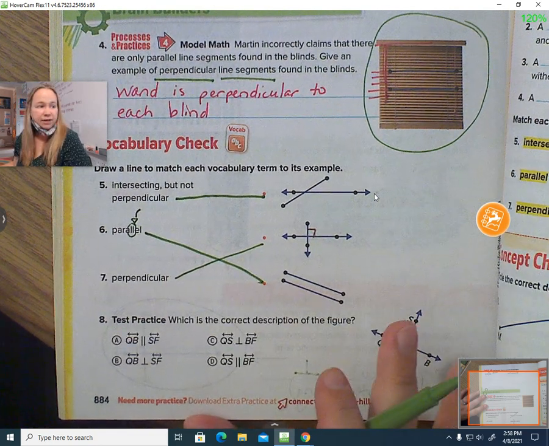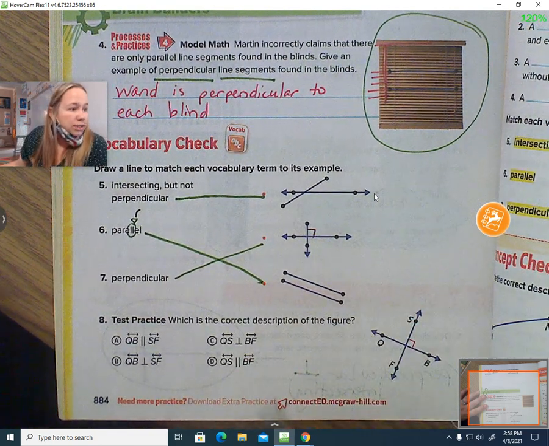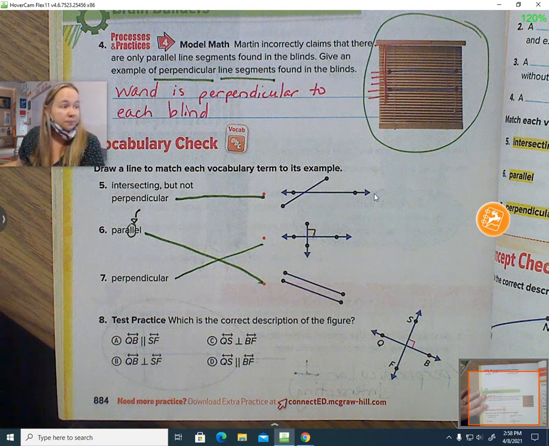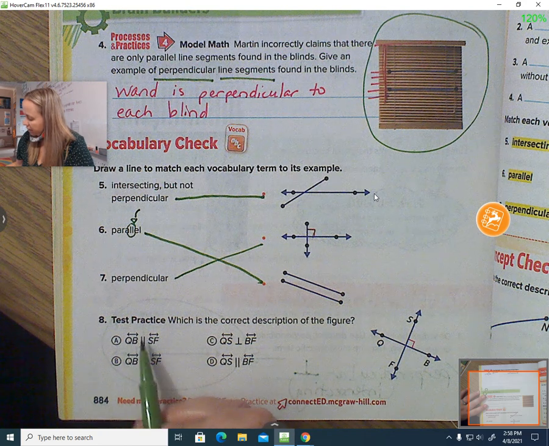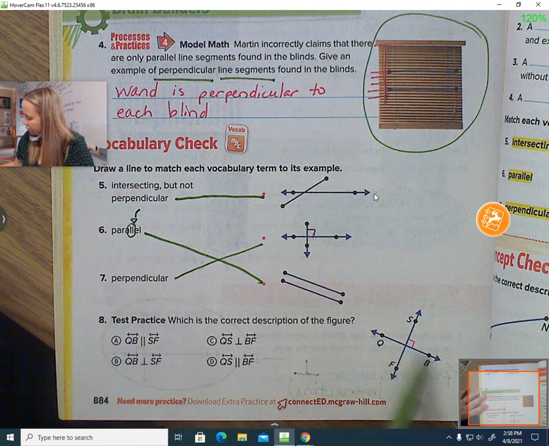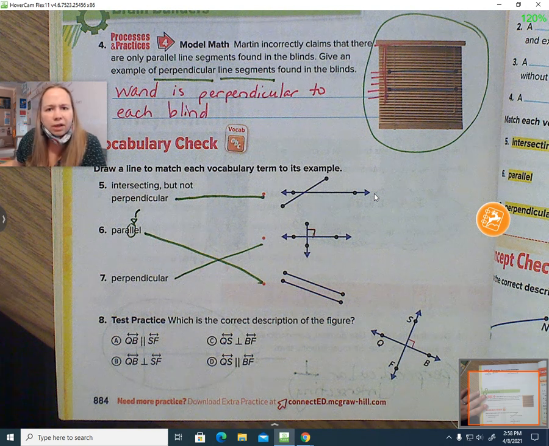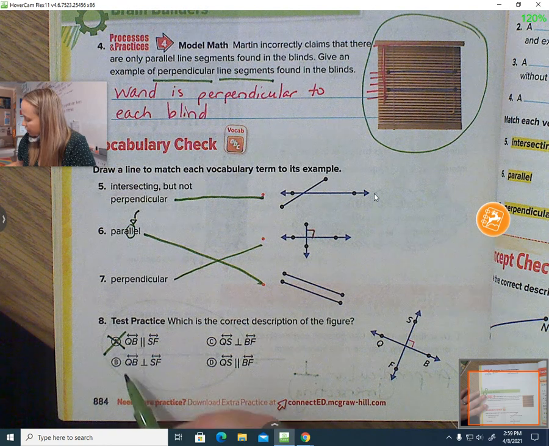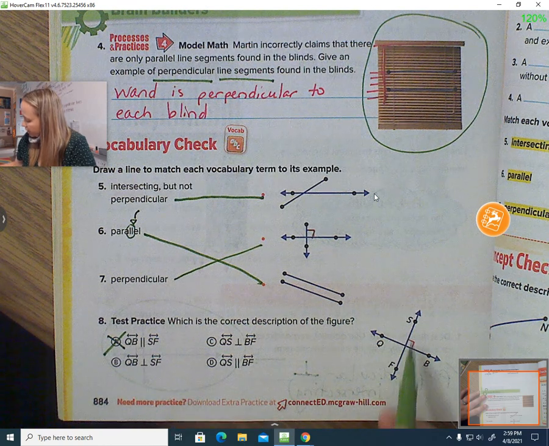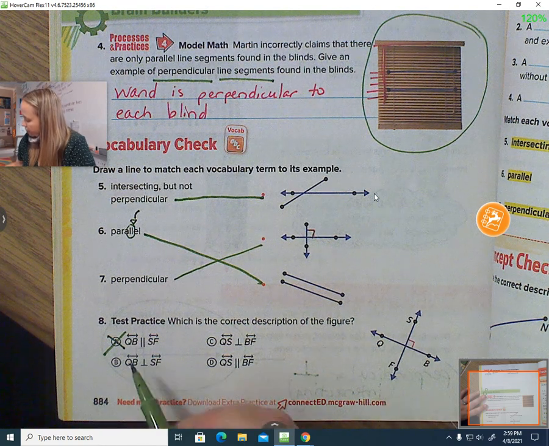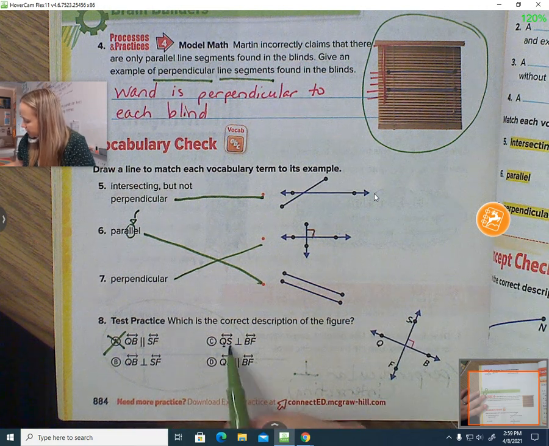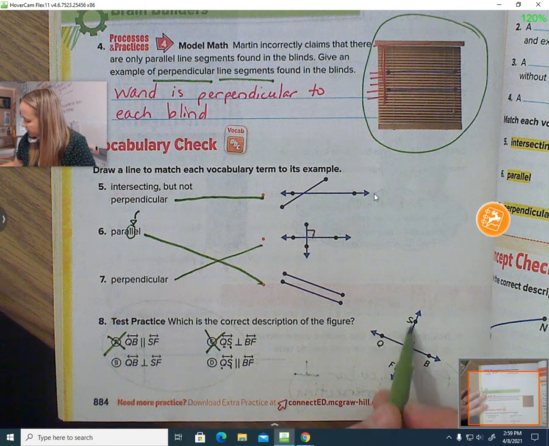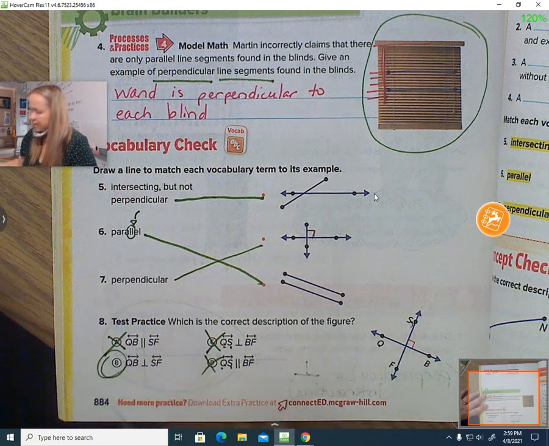Great. Okay, down here at the bottom, test practice. Which is the correct description of the figure? So we have line QB is parallel to SF. Is that true? Oh, they're not parallel. They're perpendicular. Okay, so we're going to slash the trash. How about QB is parallel to SF? And they're both lines. That one is correct. Let's check this. QS, that's not anything. Get rid of that. So here is our correct answer.